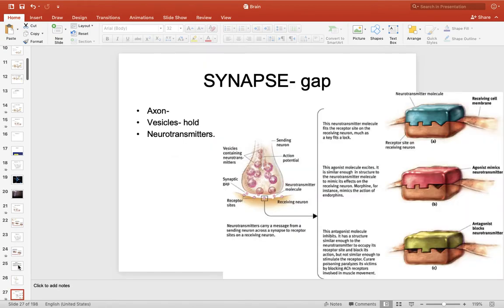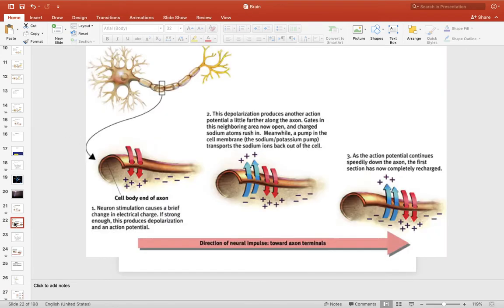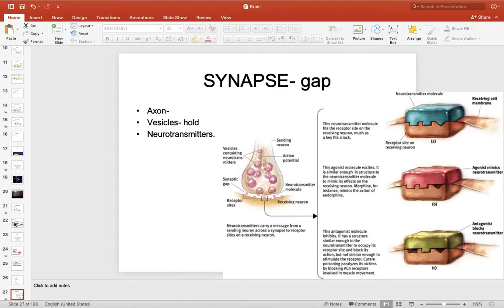Let's go back in now, back to the neuron, and let's go to the synapse. Okay. So we just talked about the overall firing of the neuron. Now we're going to go back to the synapse or the gap. Okay. All right. That is one neuron. This is another neuron. They do not touch. There's a gap. See the gap? That's called the synaptic cleft or the synapse or the gap.